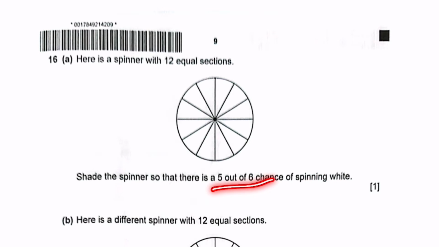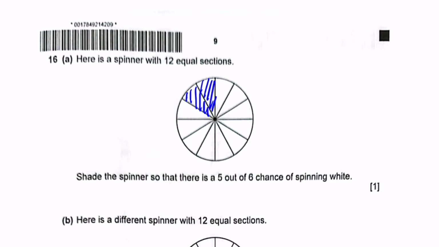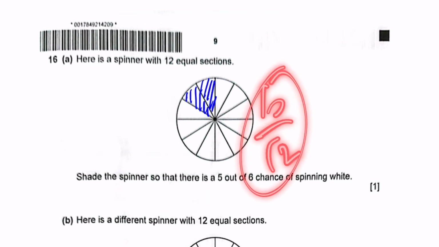Why are we not doing 5 by 6? Because it has to have 5 out of 6 chance of spinning white. The color white, not black. So we need to shade any 2 sections. That's all. So now there's 10 white sections, and 10 by 12 is 5 by 6.